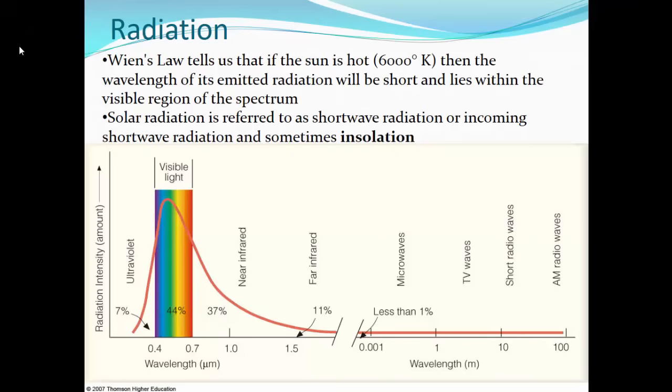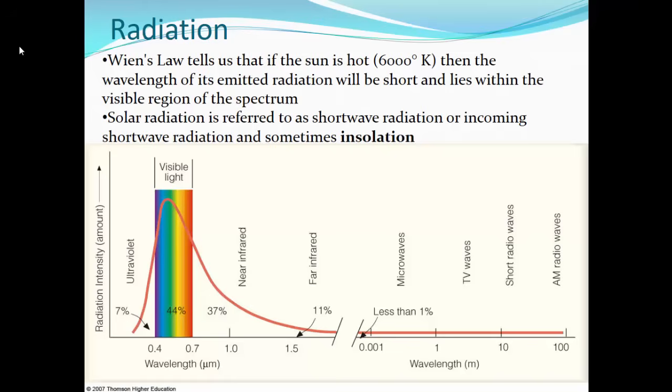So look at the graph here. The y-axis, radiation intensity, how much, okay, and the x-axis is the wavelength. So when you look at the sun's radiation, it goes up very, very high. The amount goes up very, very high in that visible light spectrum, 0.4 to 0.7 micrometers. That is the visible spectrum.